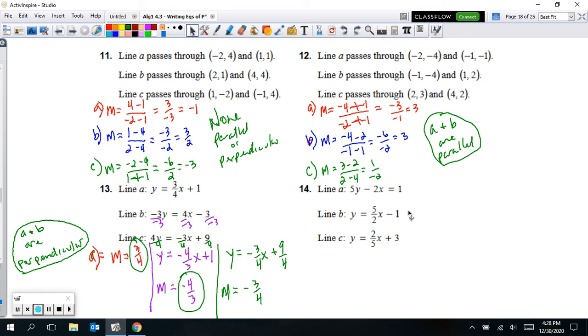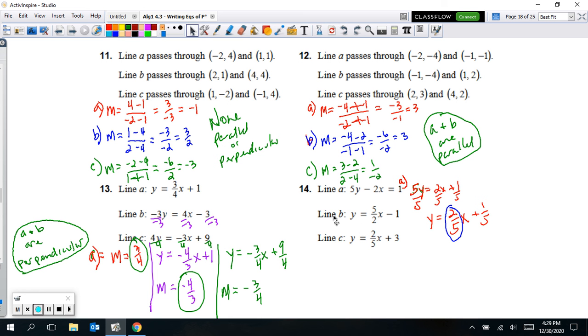Alright, so hopefully you got an answer for this one. Let's go ahead and check to see if you're correct. For line A, we're going to need to first bring that 2x to the other side and adjust it a little bit. So if I do that, I'm going to get 5y on one side, and 2x is now going to be over here with the 1, 2x plus 1, and then just divide everything there by 5. That gives us y is equal to 2/5 x plus 1/5. So 2/5 is the slope for A.